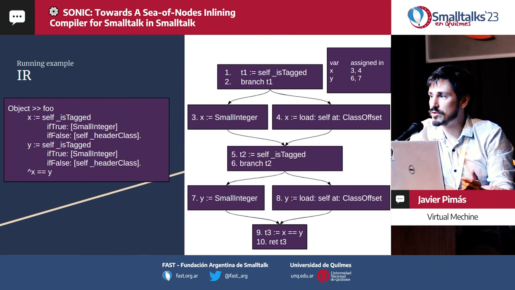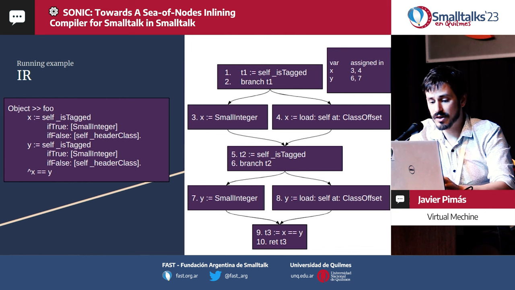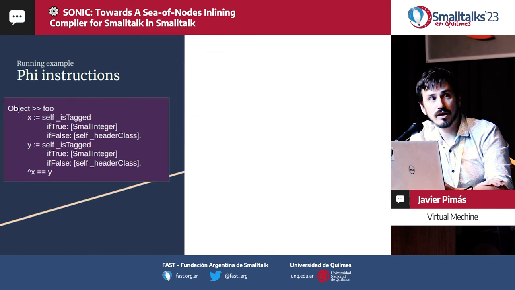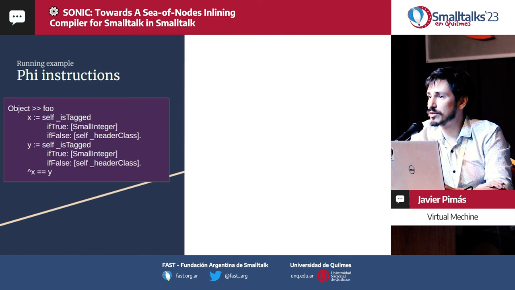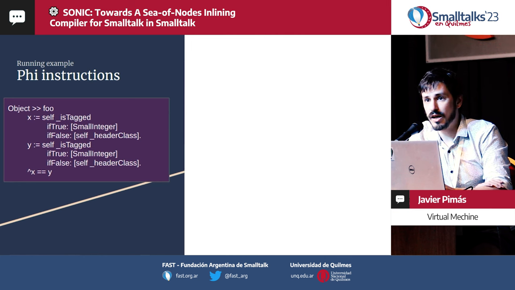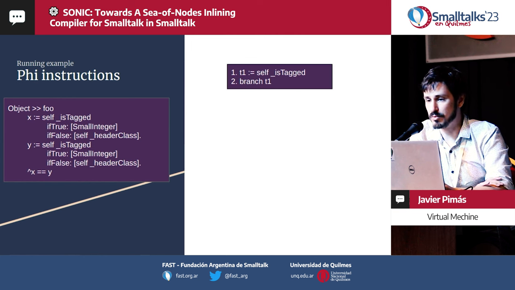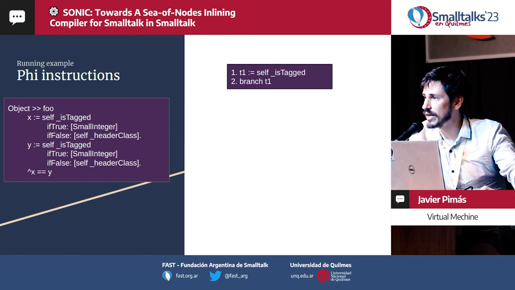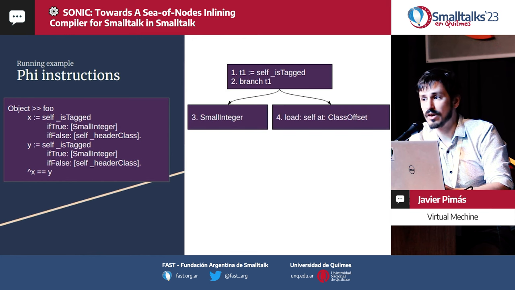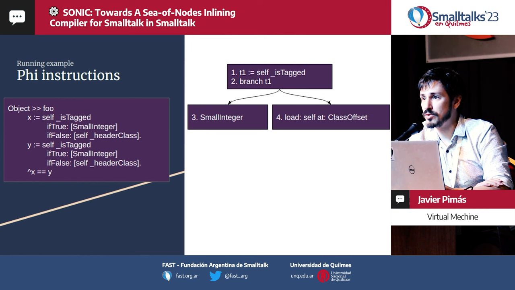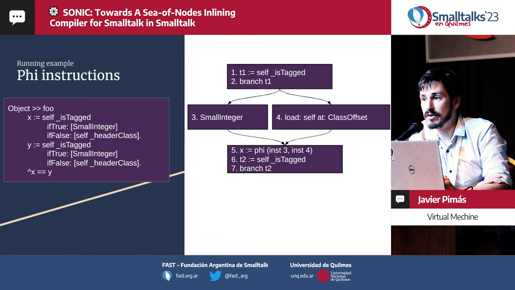So what optimizing compilers usually do, traditional optimizing compilers, is they just say, okay, let's add a new instruction. We're going to call it phi. And what phi is going to give us, so we are going to remove all the names for the temporaries. And when we have something like X, what we are going to do is just assign the result of both branches to a new pseudo instruction, which is called phi. So here we have phi, right?